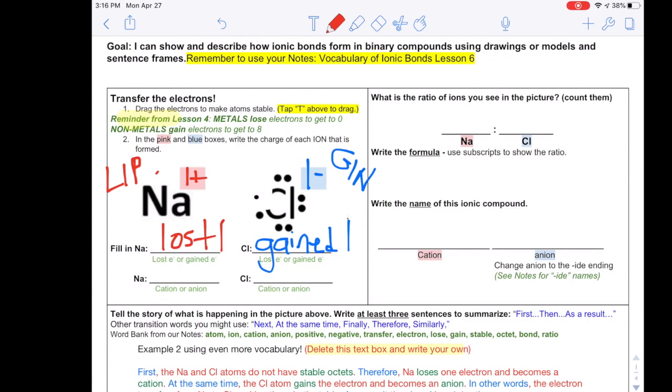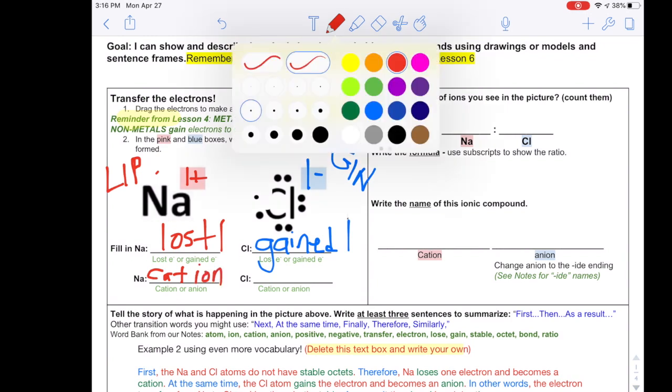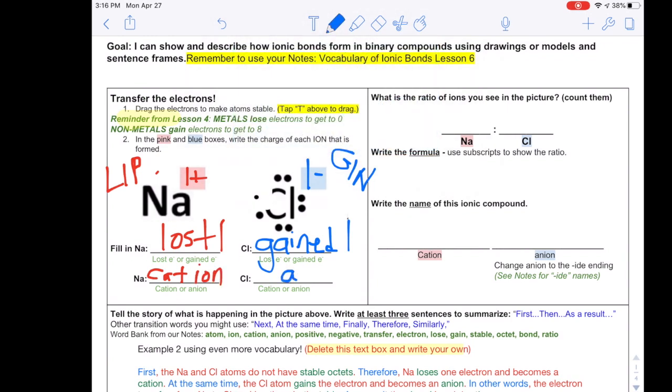And then when an atom becomes positive, the Na is positive, it shows me up here, right? Because it lost 1 electron. When it becomes positive, then it is a cation. Remember the T for cation can look kind of like a plus sign. And the anion is a negative, so the Cl is an anion. So we always have one that loses, one that gains, one that's a cation, one that's an anion.